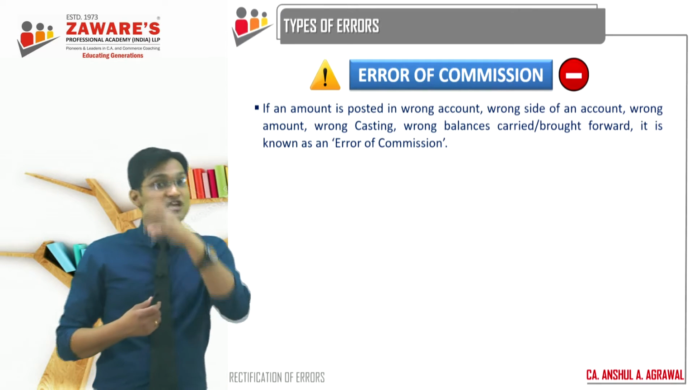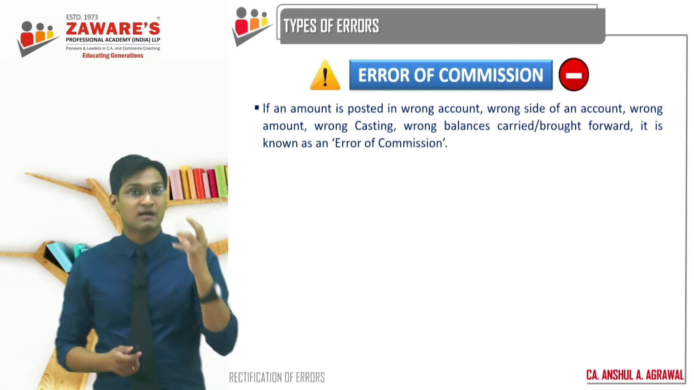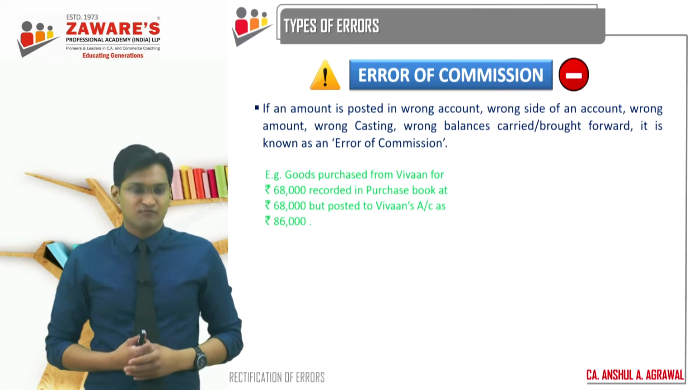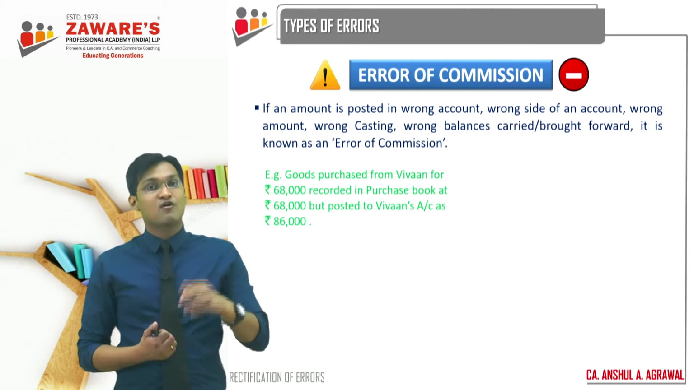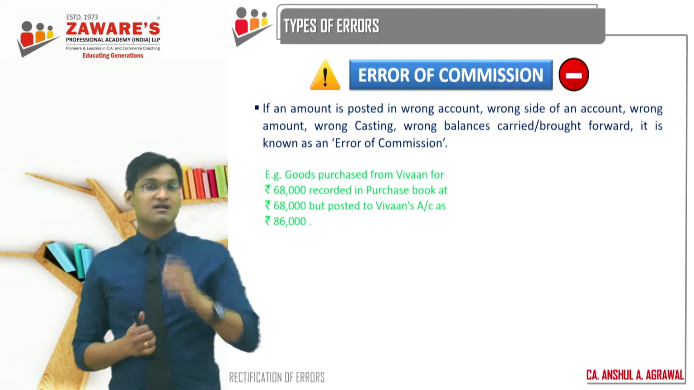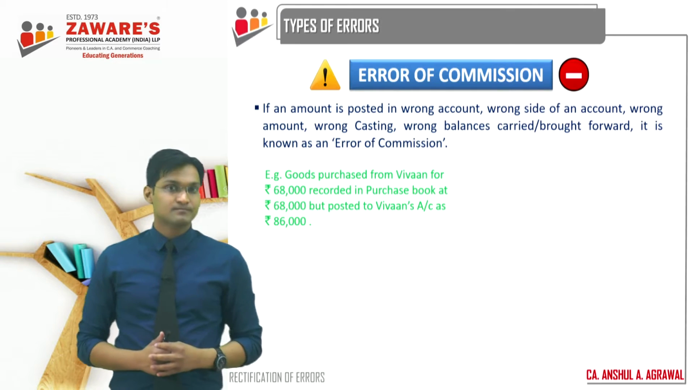Totaling errors. These all fall under which type of error? Error of commission. Let's take an example. Goods purchased from Vivan for rupees 68,000 recorded in the purchase book at 68,000 but posted to Vivan's account as 86,000. Now understand what happened in this transaction.